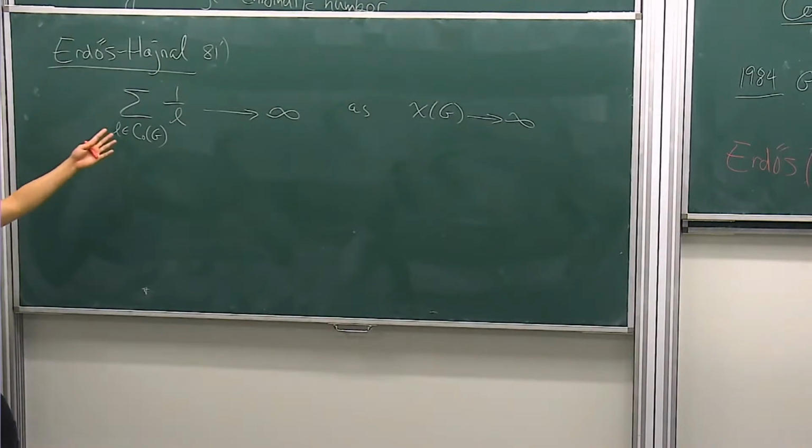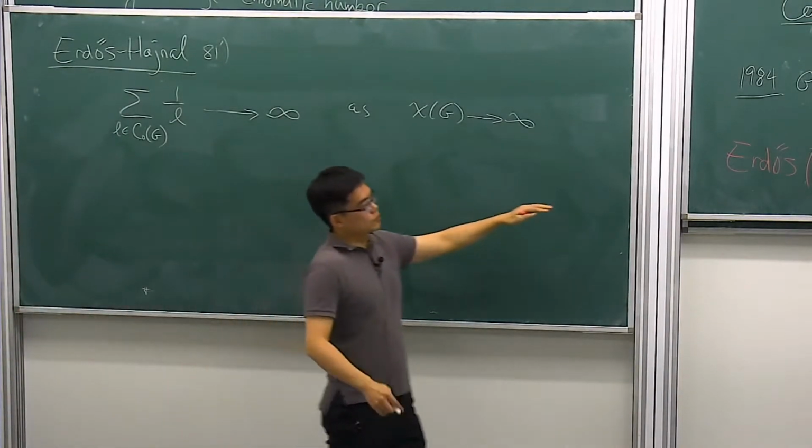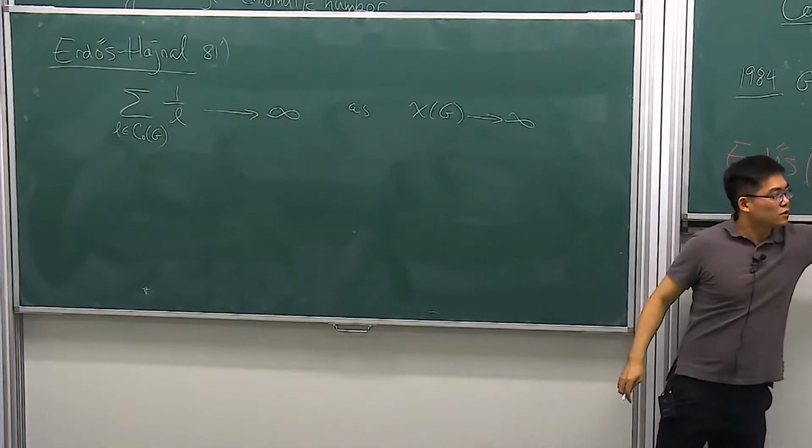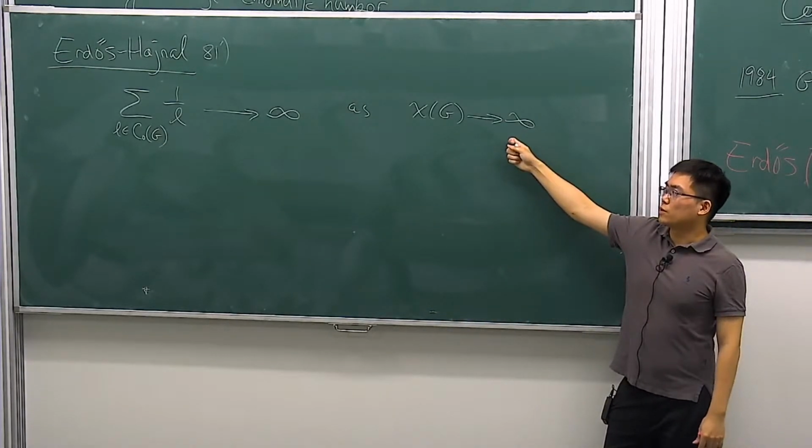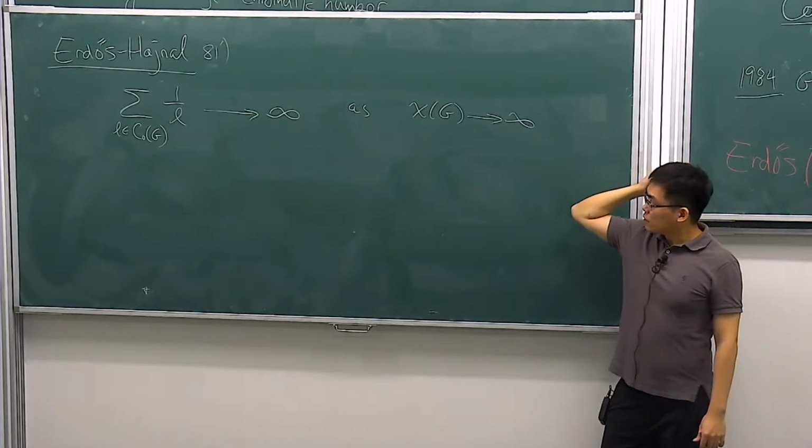So already we have two open problems. One is about the more precise result here, and one is about a result for odd cycle lengths.